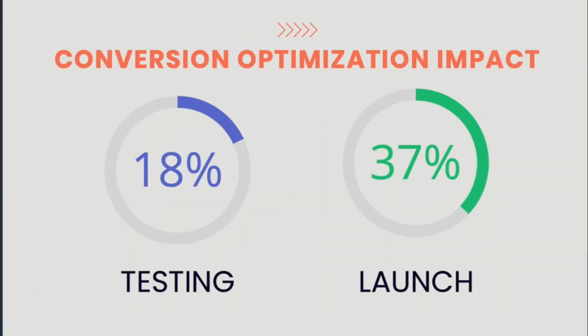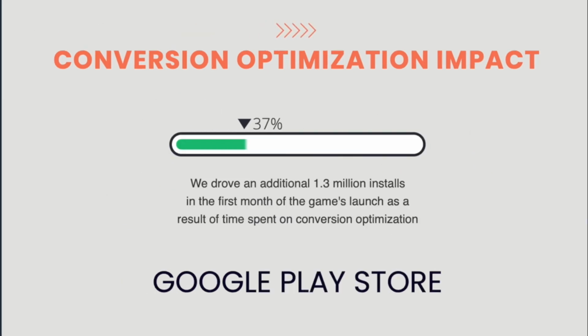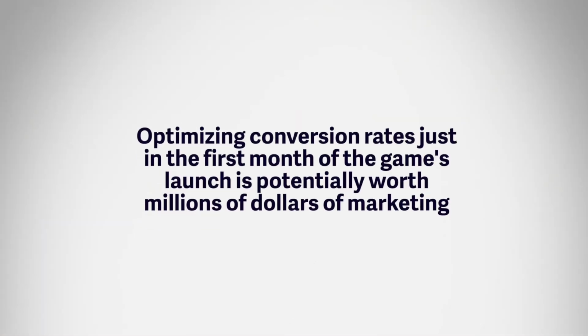Now compare our conversion rate of 37.4% at launch versus our initial conversion rate of 18% at the start of the geo-test. Because of the optimizations that we had done to conversion, we drove an additional 1.3 million installs into the game just in the first month of the game's launch. Considering that the cost of mobile games marketing has been increasing significantly every year, this 1.3 million additional players that we had gained from optimizing conversion rates just in the first month of the game's launch is potentially worth millions of dollars of marketing.